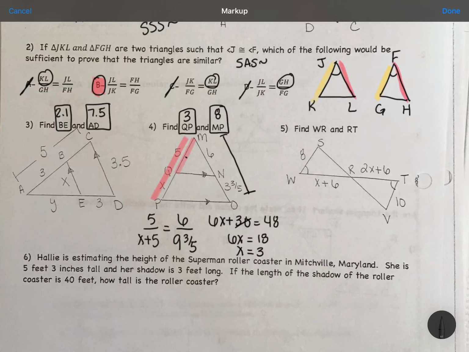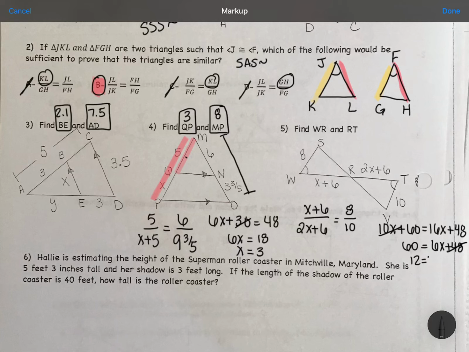Number 5, we need to find WR and RT. So we know that we have two similar triangles here, and so I can set up a proportion. I can say x plus 6 corresponds to 2x plus 6, and 8 corresponds to 10. Cross multiply, you get 10x plus 60 equals 16x plus 48. I'm going to subtract my 10x because I like to have a positive x value. So 6x plus 48 equals 60. Subtract my 48 and I get 12 equals 6x.